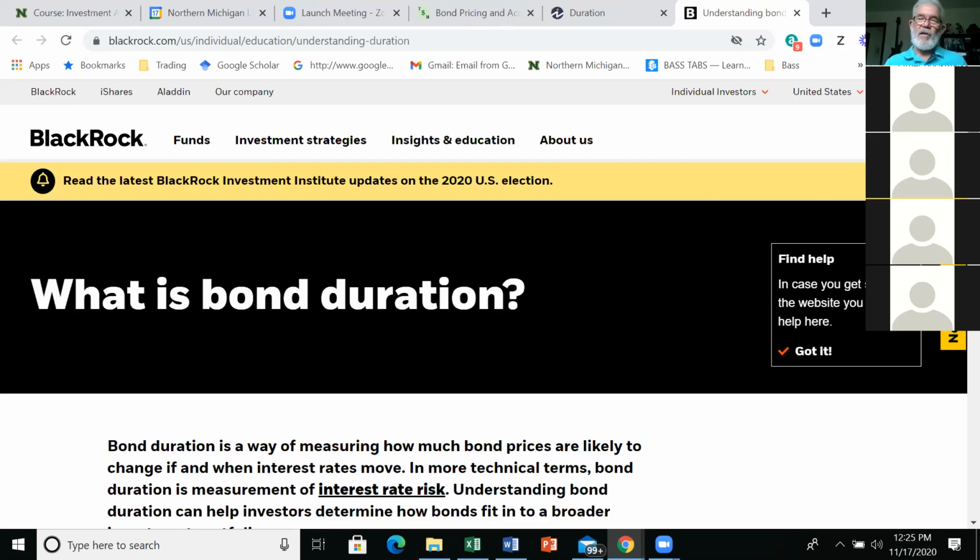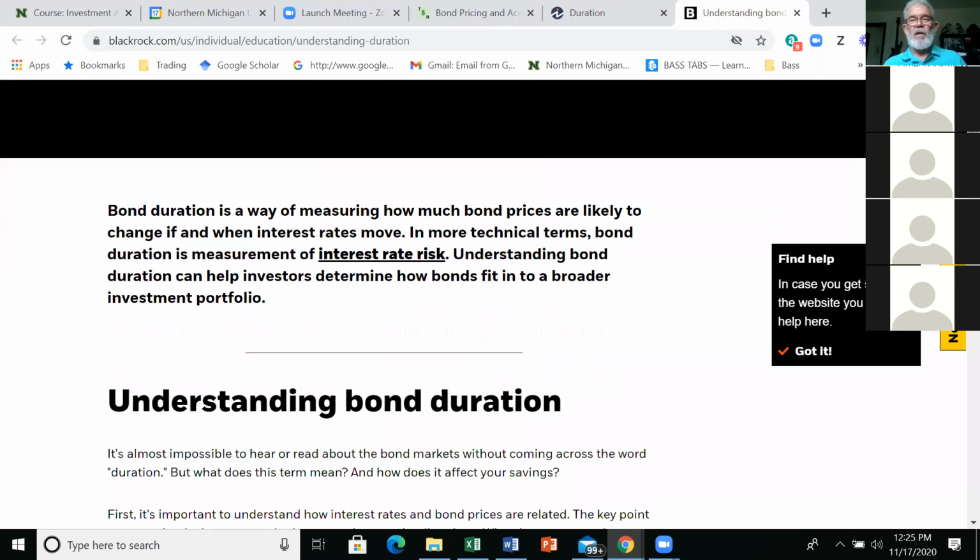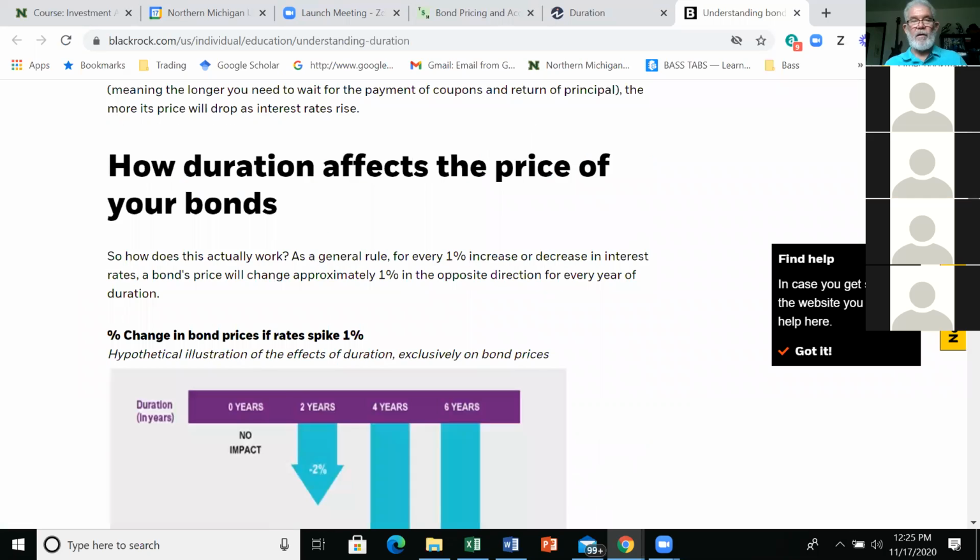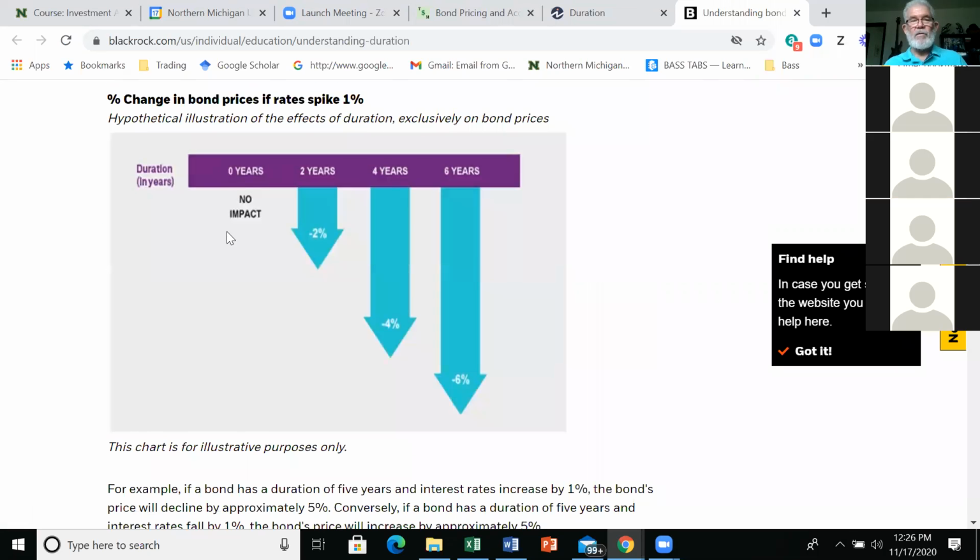Duration tells you not only how long it takes to get your money back, but it also gives you a measure of how the bond price will change if interest rates move. That's a very important concept. So let's see what it says here. If there's 0 years, there's no duration. If rates spike 1% and duration is 2 years, then the price of the bond will fall 2%. If rates go up 1%, the duration is 4 years, the bond will fall 4%. 6 years, 6%. So this is pretty good to know.